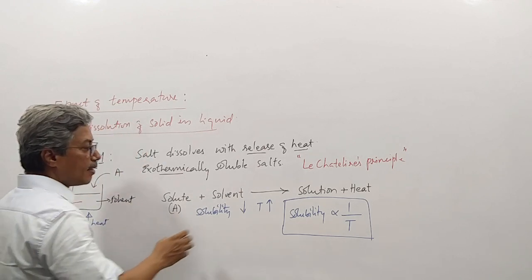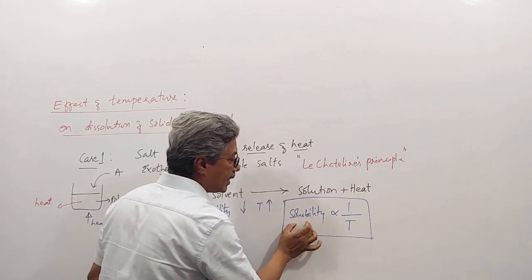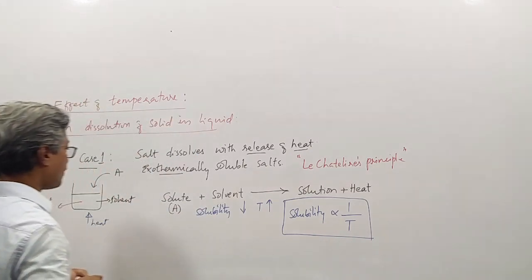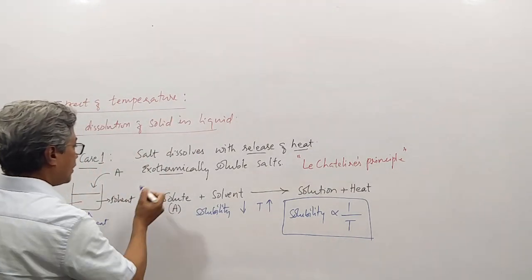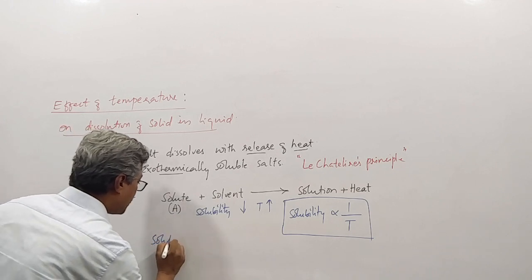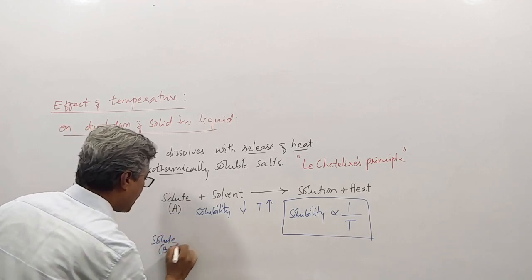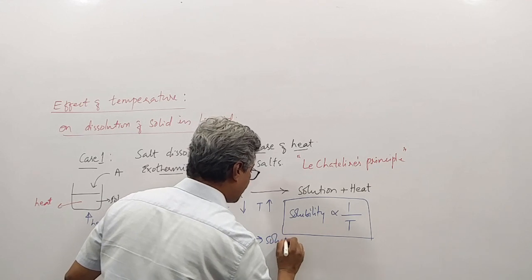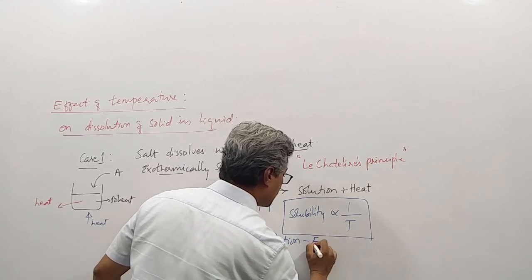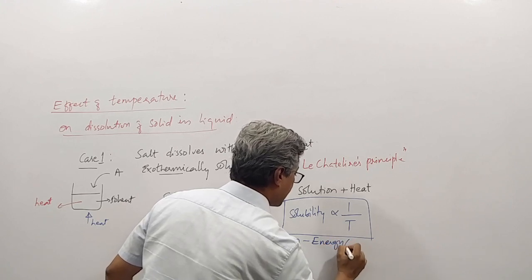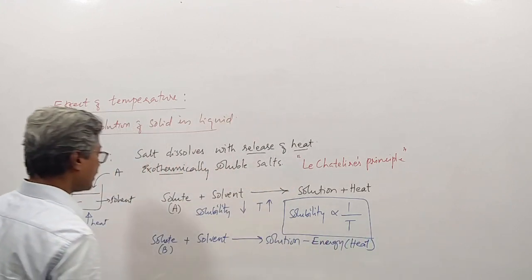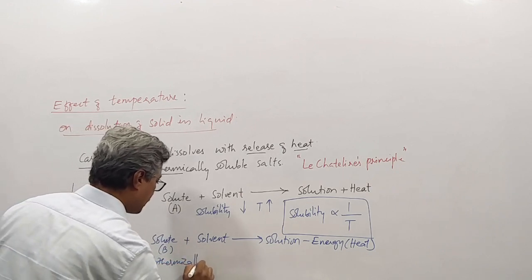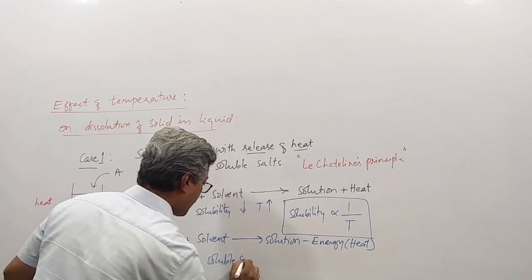Okay. You remember this? If the solubility of the salt is inversely proportional to temperature, it means that the solute is an exothermically soluble solid. Now we take another example here. We take solute B. Upon putting it into solvent, what we notice is that solution is produced along with the absorption of energy or heat. This means that this is an endothermically soluble salt.